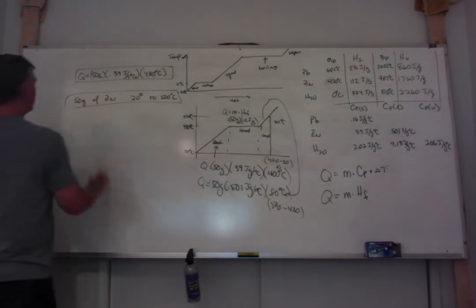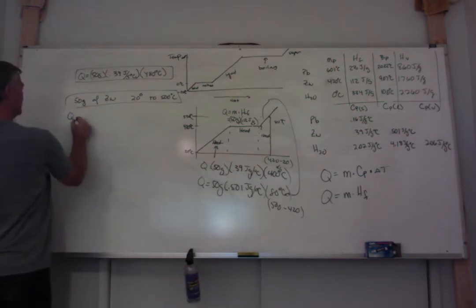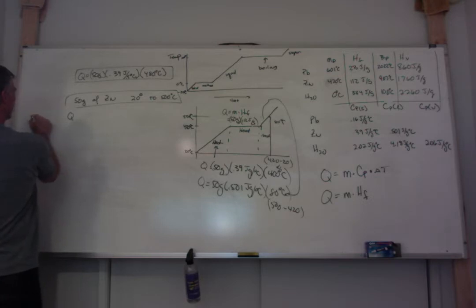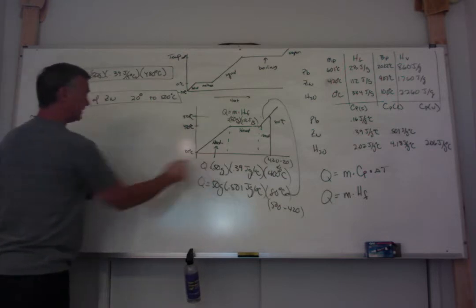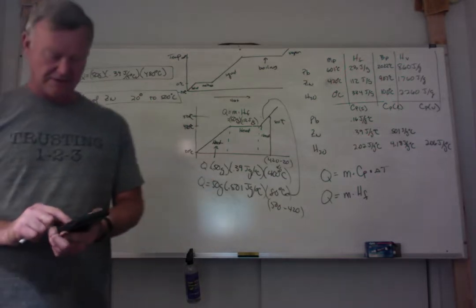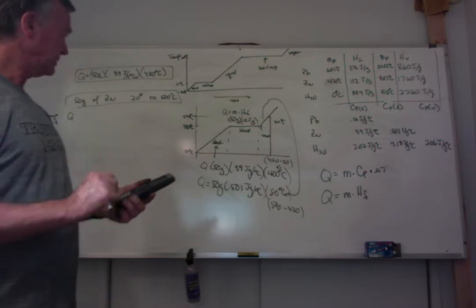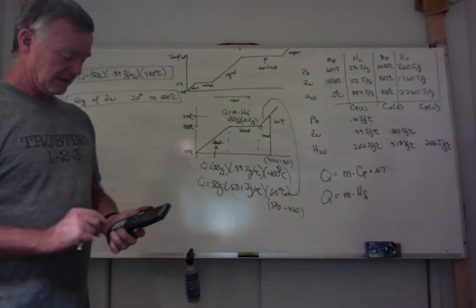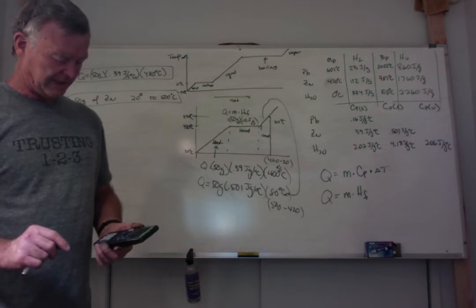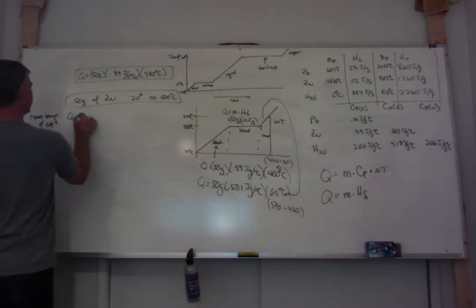And now we would put all of those parts together. So basically we're going to have a Q for what we're doing when we're raising the temperature of the solid. And that would be this one right here. So 50 times 0.39 times 400. And that would be 7,800 joules.